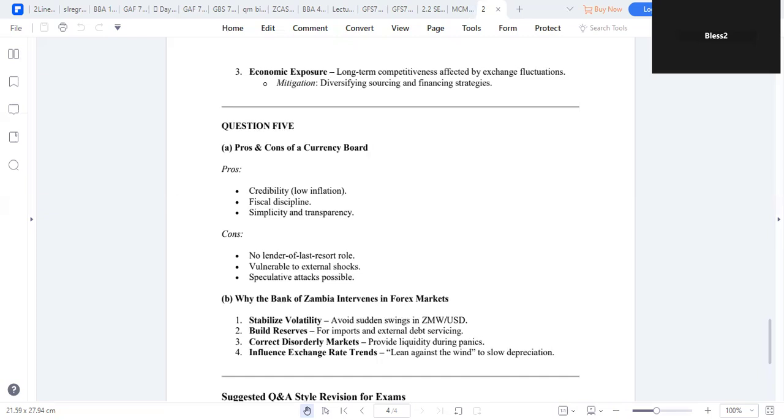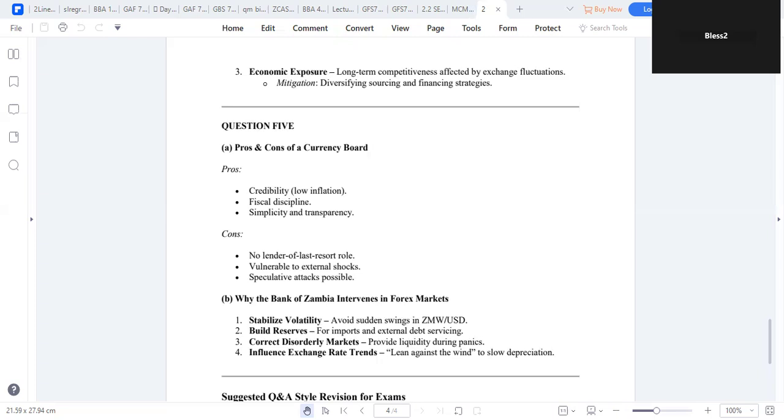And third is susceptibility to speculative attacks. So fixed exchange rates under a currency board may attract speculative attacks if investors perceive the peg is unsustainable or if foreign reserves are insufficient. So this can trigger massive capital outflows.